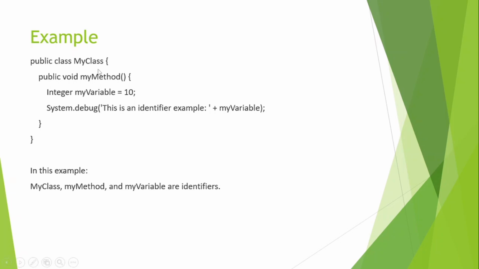Public class MyClass, public void myMethod, an integer myVariable storing the value 10. System.debug is for printing. This is an identifier example, and here we are displaying myVariable. So in this class, MyClass, myMethod and myVariable are identifiers.